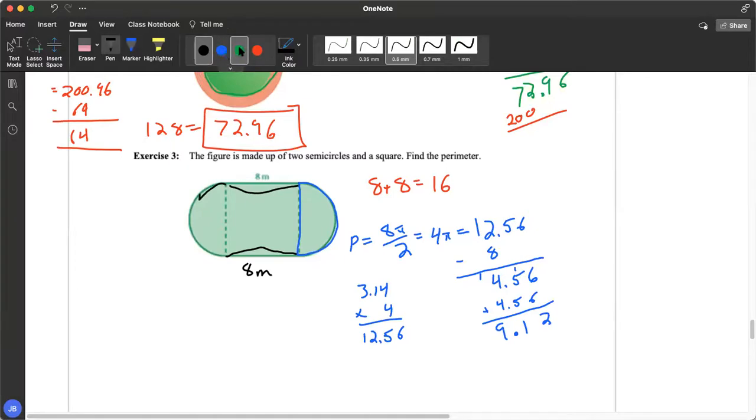Oh, let me do a different color here. Let's try purple. So this 9.12, that is just this part here. And then this part here. And then we add that to our 8 and our 8. So 9.12 plus 16, we get about 25.12 meters.